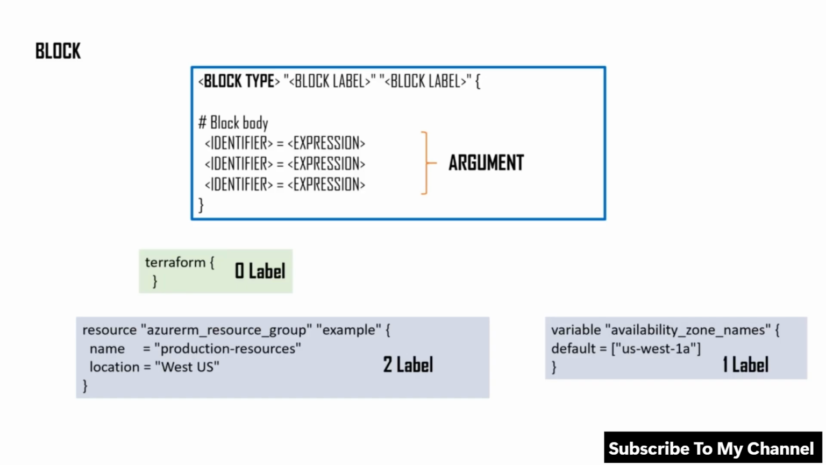Now, let's look at an example of a few block types. The most important block type is the Terraform block type, and this particular block type has zero labels. Another block type is the resource block type, and this resource block type has two labels. So here in this example, the block label is the azurerm resource group, and the next block label is example. And then comes the variable block type, which has one label called availability zone names.